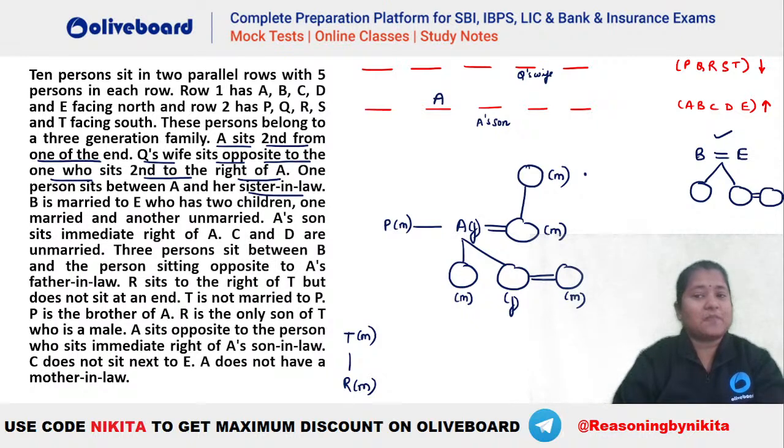So B and E is a couple who have two children. Now here you can see that this cannot be a part of B and E because we do not have a mother-in-law for A. Similarly, this person also cannot be used here. This couple also. Why? Because we already have your A here. We need to have a completely valid one.